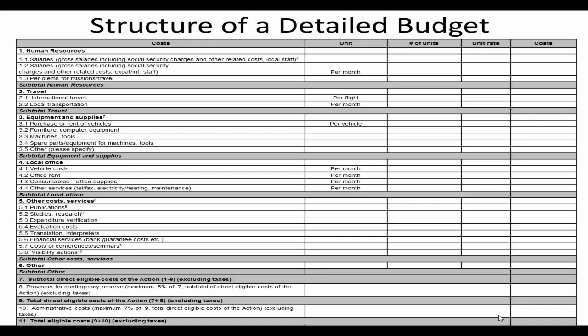And then you would have, in this case, other costs, publications, studies, expenditure verification. You might want to audit your accounts from time to time. If it's a 3-year project, you want to do maybe annual audits. You have to budget for this. Financial services like bank guarantees, bank charges, you need to budget for these.